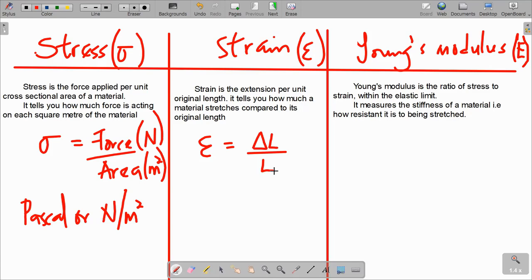The change in length can be called the what? The extension. For instance, when you get a spring and apply force to stretch it, the spring increases in length. If the original length is L, the change in length is going to be the new length minus the original length, which is delta L. Since delta L is in meter and L is in meter, the meter cancels out. So the epsilon here, which is the strain, has no units. It is dimensionless.